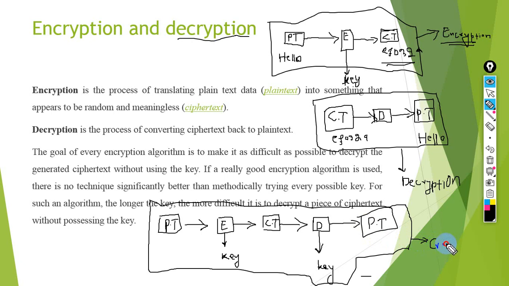Cryptography. Here we will convert plain text by encrypting it to ciphertext using a key, and then decrypt the ciphertext back to plain text using a key. So this complete process is called cryptography.